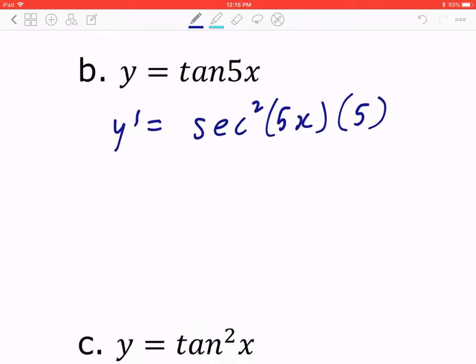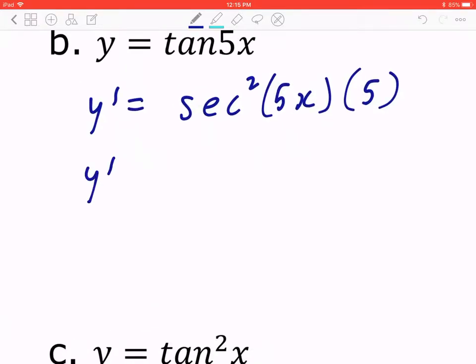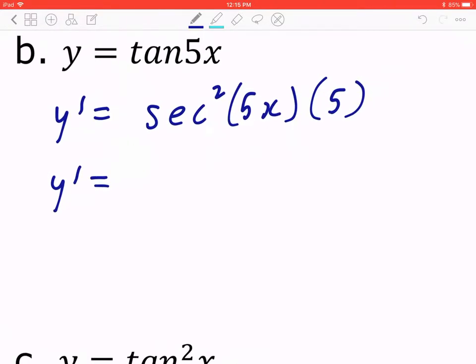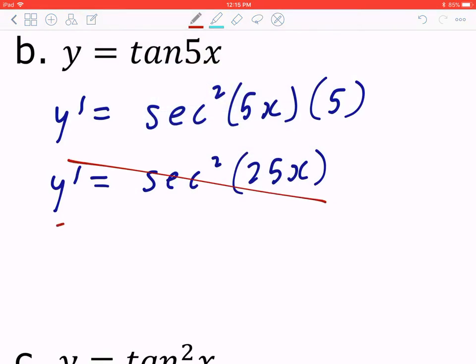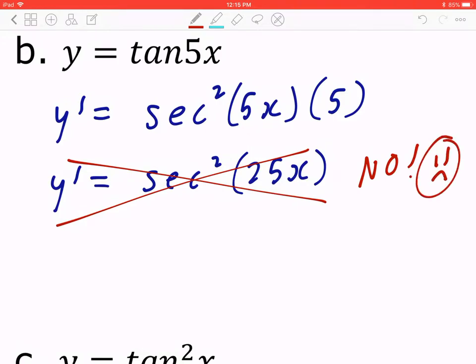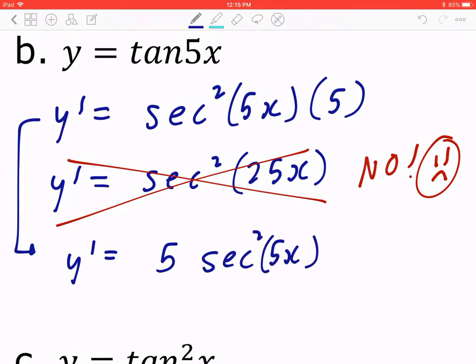And again, I want to point out a common mistake. I see this a lot, and I want to make sure that this does not happen to you. The mistake I see all the time on a quiz, on a test, on the final exam is one student's going to take 5x, multiply it with 5, and write down secant square of 25x, and that's simply not true. No, please don't do this. Now, the correct answer is you bring the 5 to the front, then you copy secant 5x quantity square, just like that.